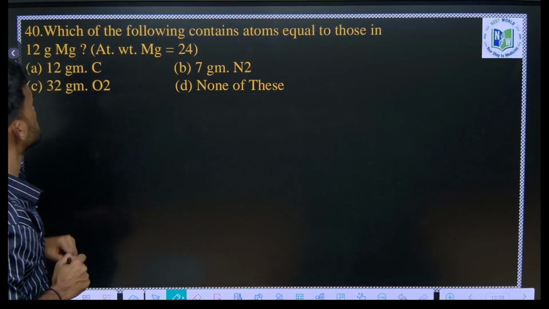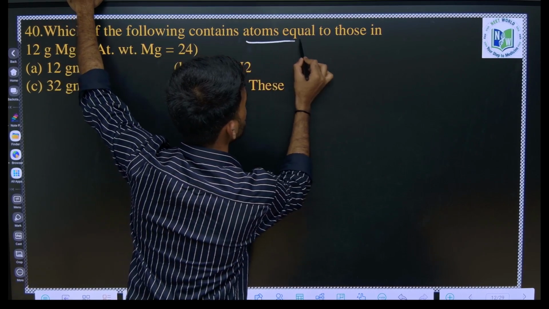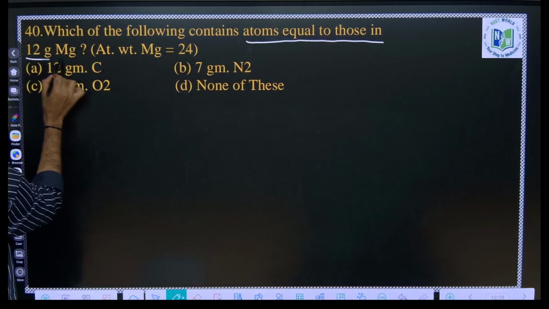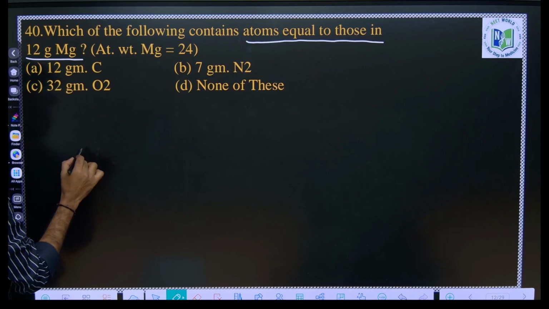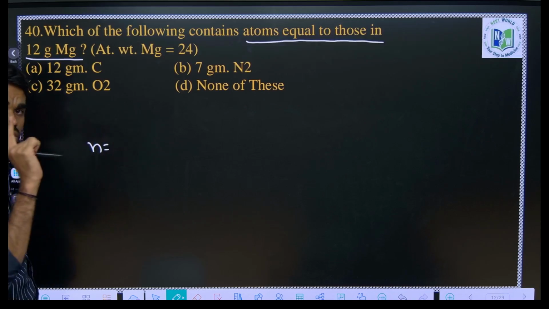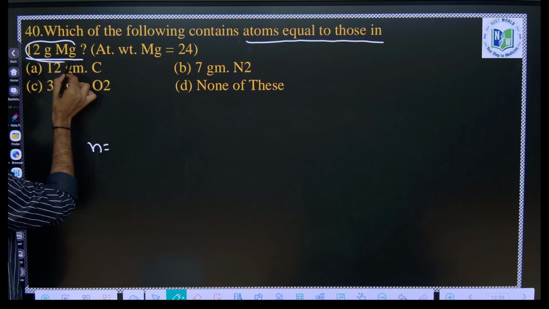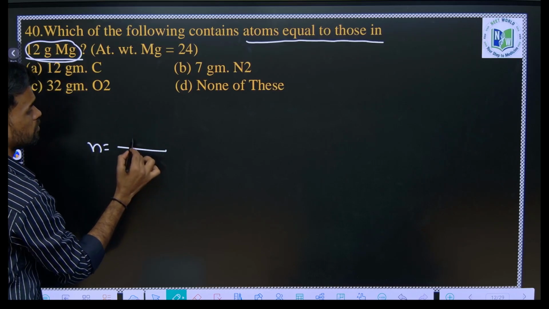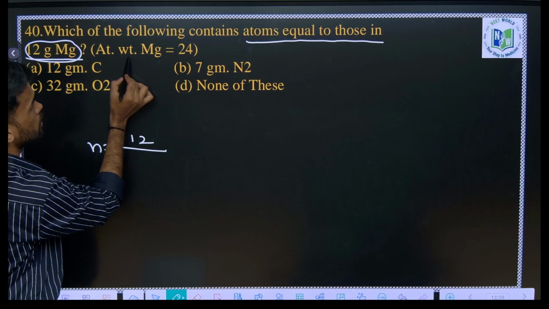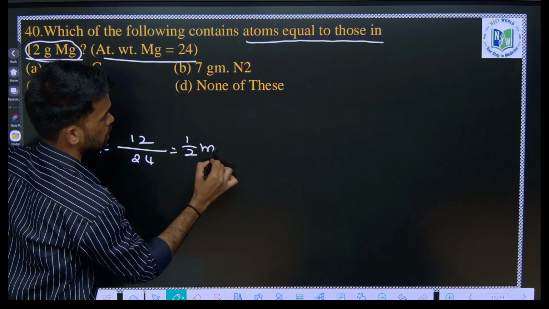Okay, then next, which of the following contains atoms equal to those in 12 grams of magnesium? So in 12 grams of magnesium, how many atoms are there? First we need to know that. The basic thing is you need to find number of moles. That will give you clarity here. How many moles of magnesium is present in 12 grams? Given weight is 12, divided by its atomic weight, which is 24. So this is nothing but half mole, right?